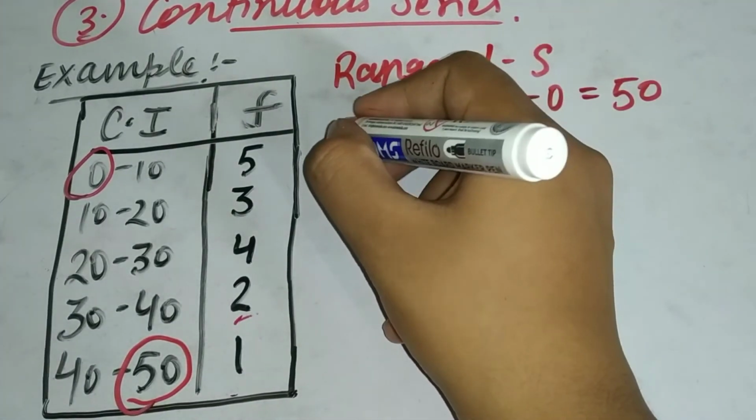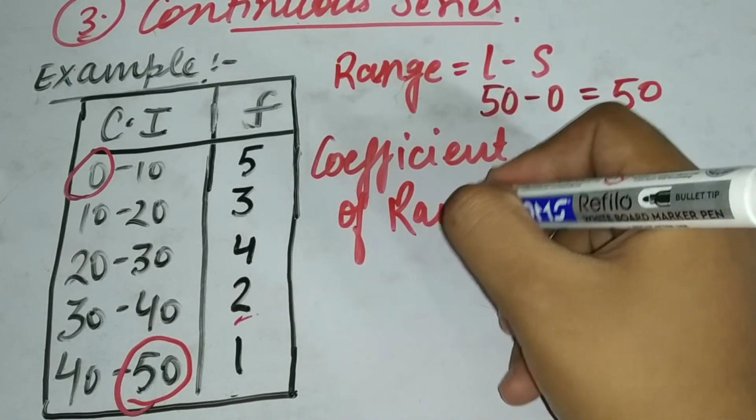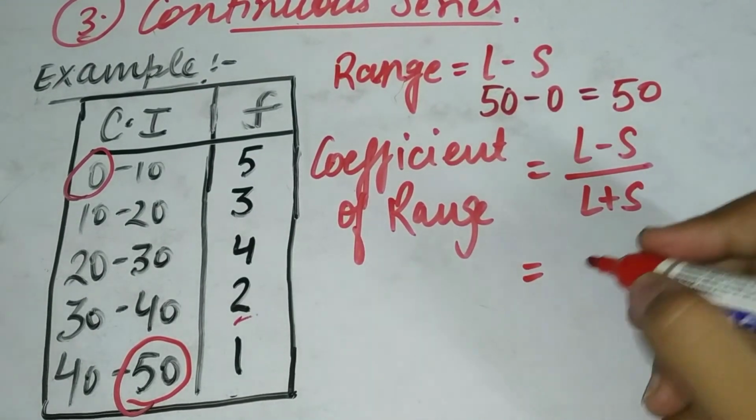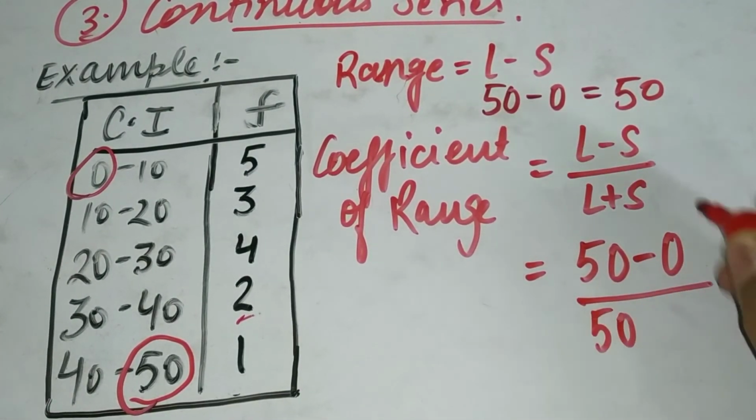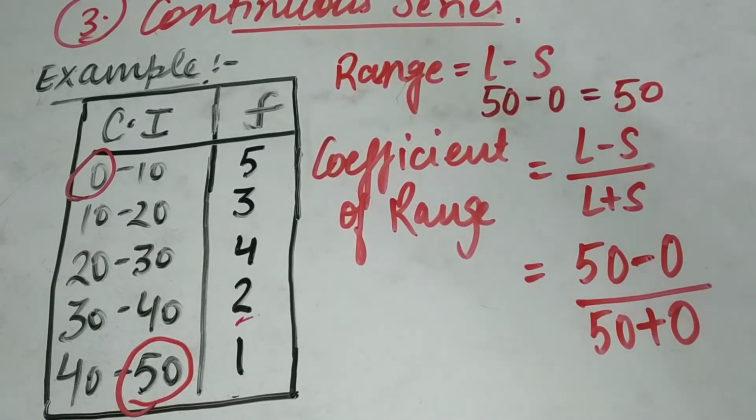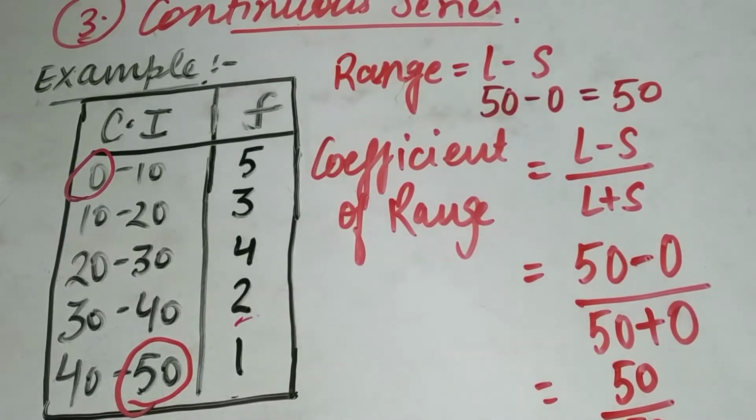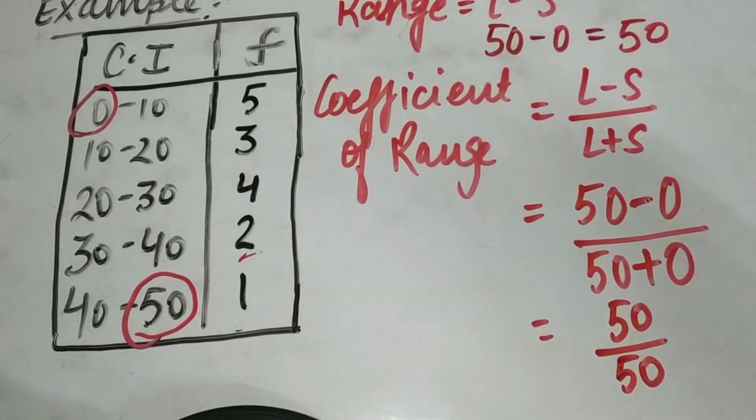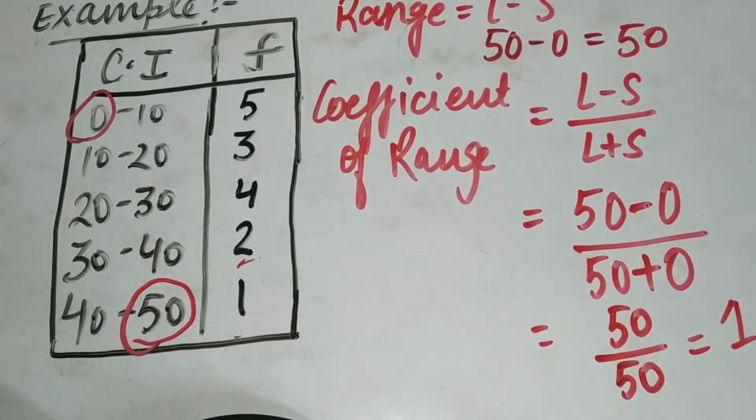Now coefficient of range. The formula is L minus S upon L plus S. So the largest value is 50 minus the smallest value 0. Largest value is 50, smallest value is 0. Minus in the numerator and plus in the denominator. So let's solve it. 50 minus 0 is 50, and 50 plus 0 is 50, so 50 upon 50 will be 1. So the value of coefficient of range for this example will be 1.